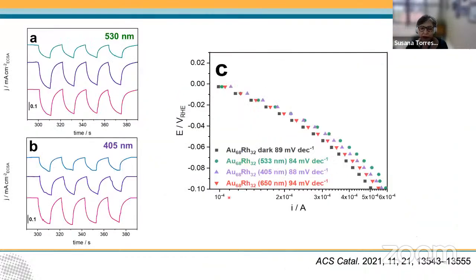Okay, here you have, for example, the Tafel plots, and this is the Tafel slope for the nanoparticles at dark and at the different lasers, and you can see that the Tafel slope does not change. So we do not have a change in the mechanism. We have only a change in the rate of the reaction, but not a change in the mechanism.